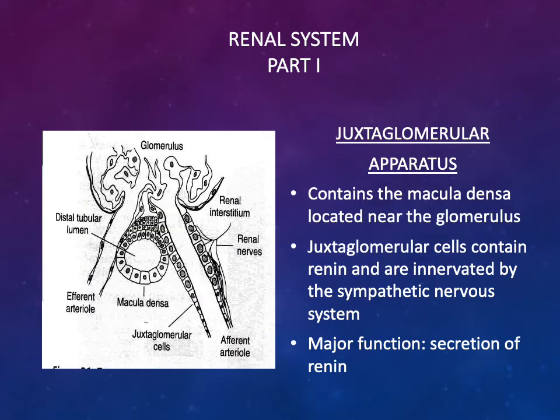You need to know that the juxtaglomerular cells contain renin and are innervated by the sympathetic nervous system. The major function of the juxtaglomerular cells is to secrete renin. Renin is then released into the bloodstream from the juxtaglomerular cells. It acts on angiotensinogen from the liver to form angiotensin 1. There are 3 main reasons you release renin: beta-adrenergic sympathetic stimulation, changes in the afferent arteriolar wall pressure, and changes in the chloride flow past the macula densa.